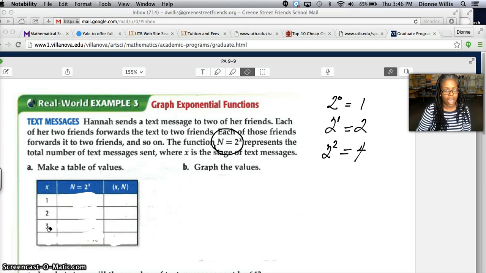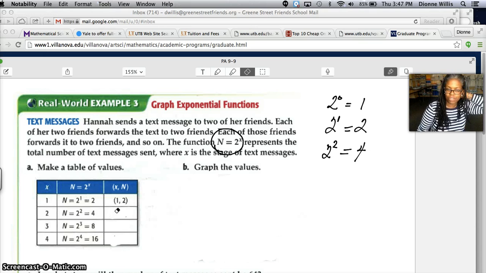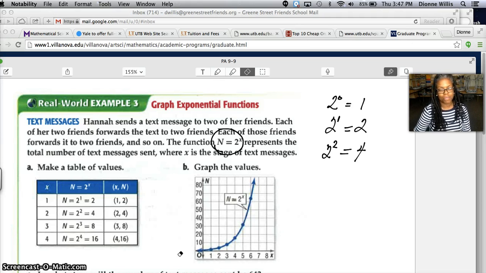So we start off with our stages being 1, 2, 3, and 4, and then we're going to calculate the number of people receiving the text message at each stage. So when I plug in 1, I get 2 to the first power is equal to 2. And then I see that my ordered pair is 1 for the first stage, 2 for the number of people who receive the text message. Continuing on in that fashion, look at the ordered pairs that I have. These ordered pairs are going to inform where I'm going to plot points in order to figure out the graph of the exponential function. And when I do that, there's my exponential function.